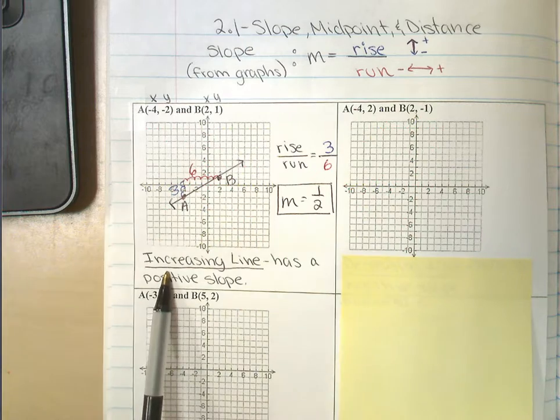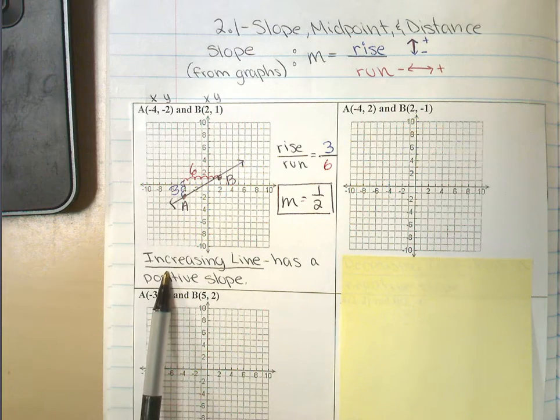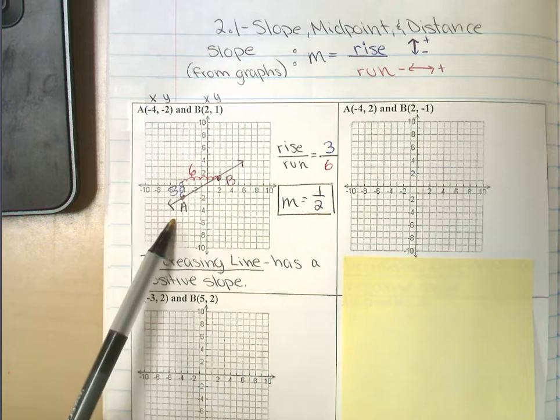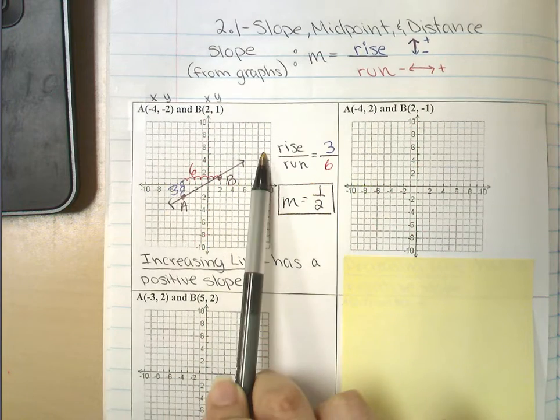an increasing line. Also, if you just have the graph, not the slope, you can just look at the graph. It's from left to right. If it's going up, it's going to be positive.